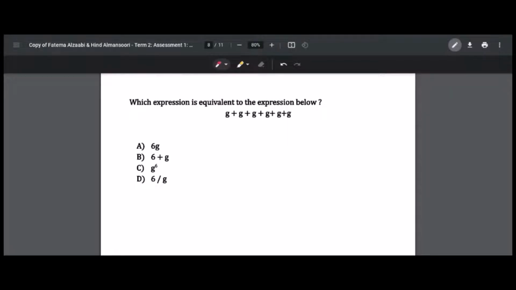Which expression is equivalent to the expression below? G plus G plus G plus G plus G plus G. It's a simple question. You just add all of the G's together and you get 6G, which is A.